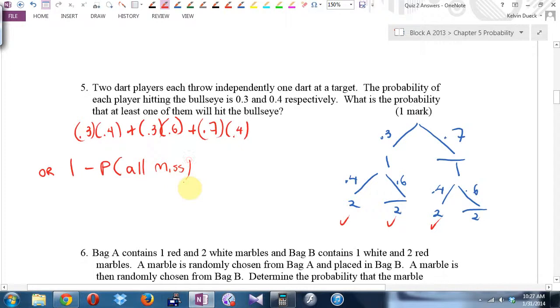In fact, that's what I would have done. I would have said this is the same as, because I only got one branch that's not got a check mark under it, so why don't I go 1 minus 0.7 times 0.6. In fact, I think I can do that in my head. 7 times 6 is 42, so 0.7 times 0.6 is going to be 0.42. 1 minus 0.42. Is the answer 0.58? I think, yeah. And I'll stick with the decimal because they gave me my probabilities as decimals. Is that right? No response, which suggests people haven't done the quiz.